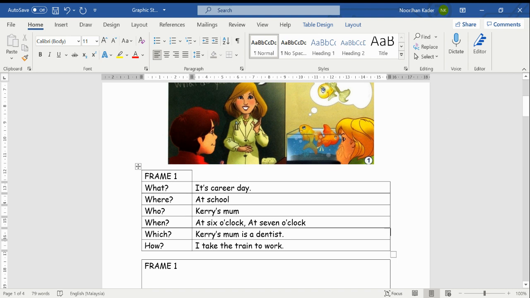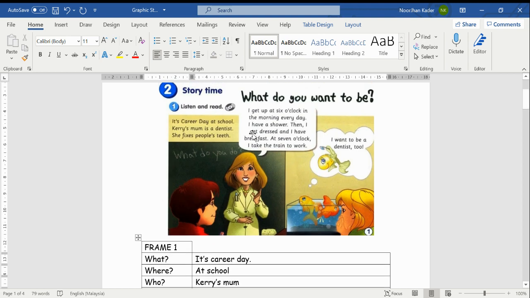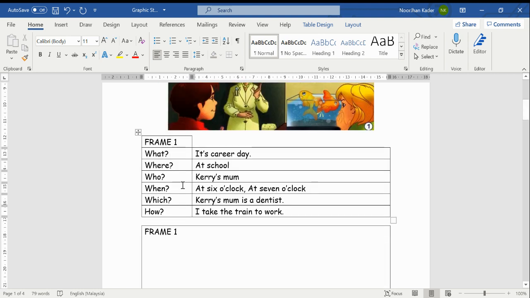Then when? So she is already telling about her routine. When means time, it doesn't matter what the question is, what time, what she does. So here it's highlighted that she tells the audience that she gets up at 6 o'clock in the morning every day, and also at 7 o'clock she takes the train to work. So that's how you write here, when: at 6 o'clock, at 7 o'clock. You can just write there, she gets up.